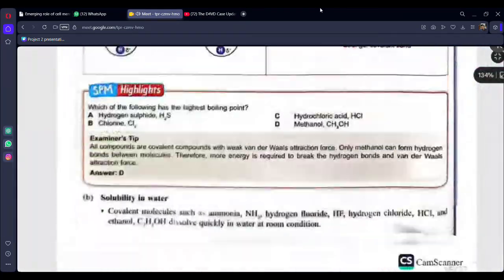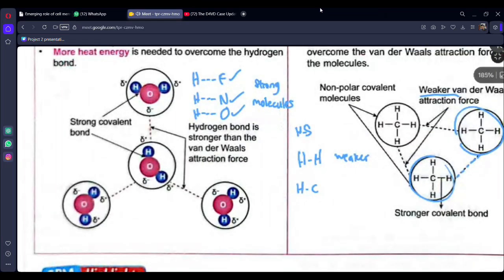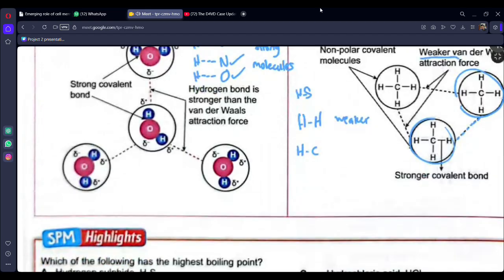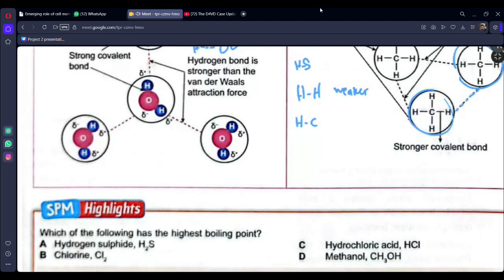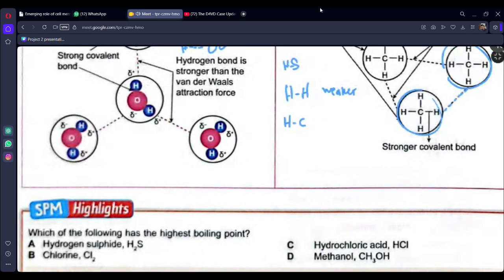Okay, which has the highest boiling point? This is how you're going to figure it out. You need to figure it out by drawing the hydrogen bonds between them. So the answer will be D.